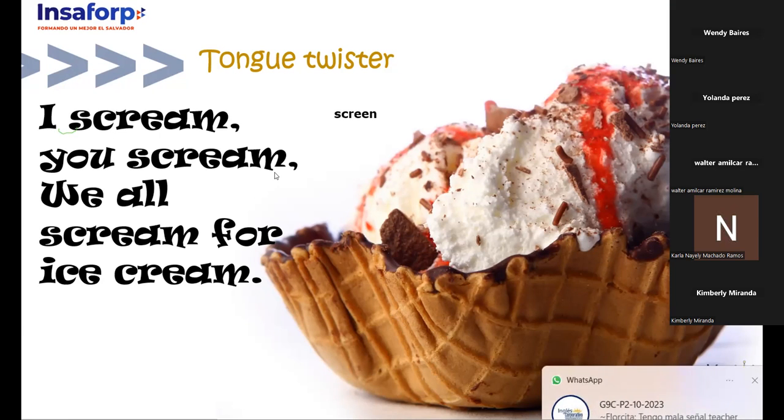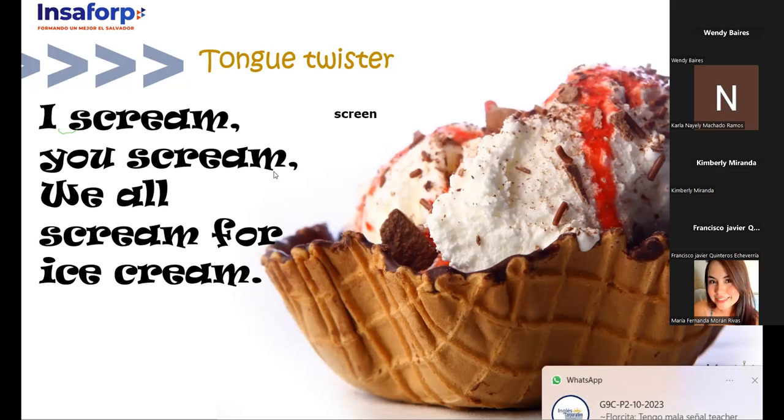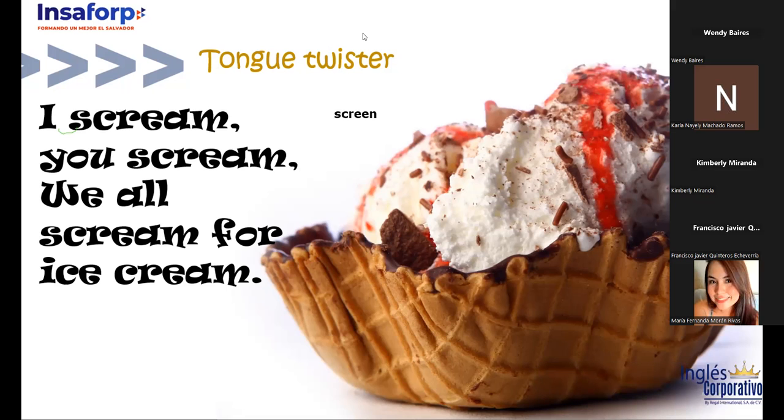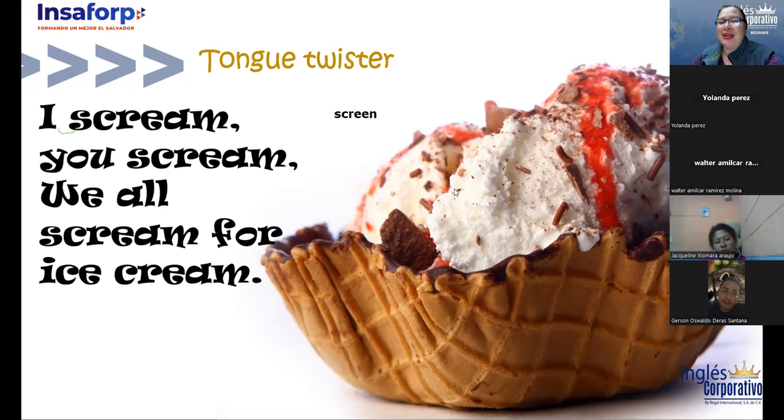Ice cream, you scream, we all scream for ice cream. All right. Vamos a ver, quiero oírlos la última vez y pasamos a la otra cosa. Vamos, quiero oírlos a todos, como que fuera el mercado central. Vamos. Ice cream, you scream, we all scream for ice cream.